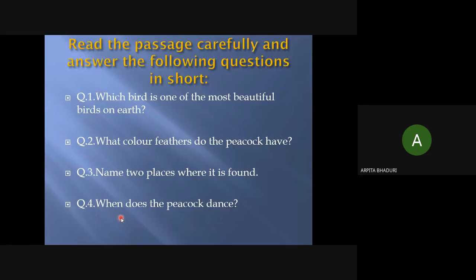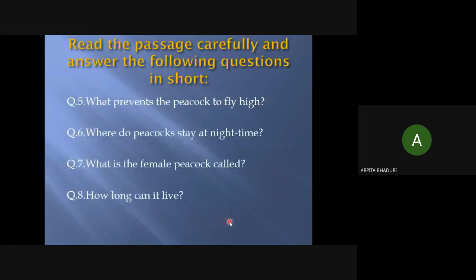Okay. Now, next is, when does the peacock dance? This is very common. You know, when does it dance? When is it very happy? When it rains. Yes, excellent. When it rains, it is very happy. Now, the fifth question. What prevents the peacock from flying high? Or what stops the peacock from flying high? Why can it not fly high? Because it has a long tail. It has a long and heavy tail, so it cannot fly high. Very good.